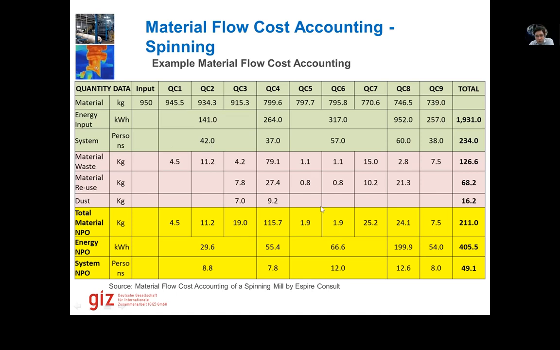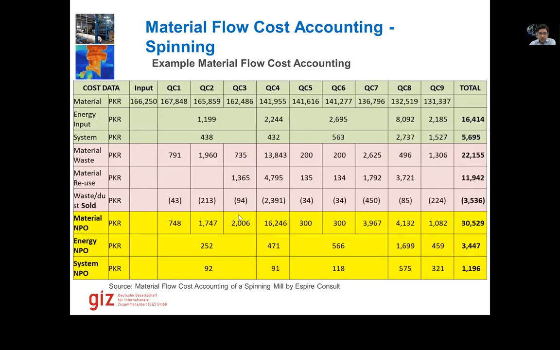So the next step would be to assign costs to all of these. What we need to know is how much 1 kilogram of material costs, how much 1 kilowatt hour of energy input costs, and how much one person costs. Then we also need to know if we are selling some waste, and whether it produces any revenue, or whether we have to pay a disposal cost to a vendor. So we need to assign those here as well, and based on that we can calculate all the costs, and subsequently also calculate the NPO costs of material, of energy, and of system NPOs.